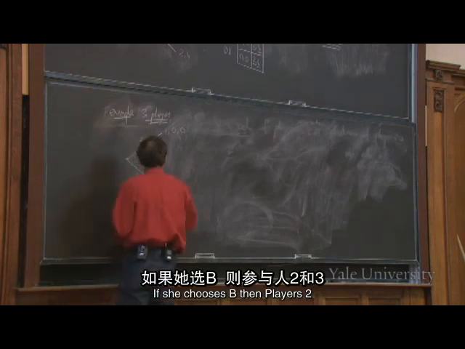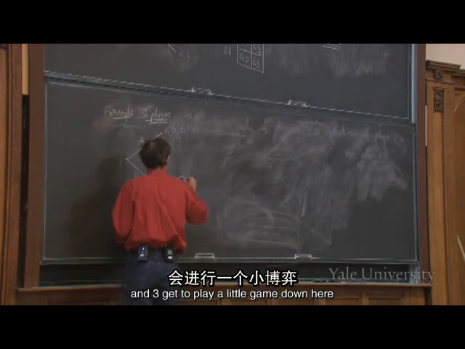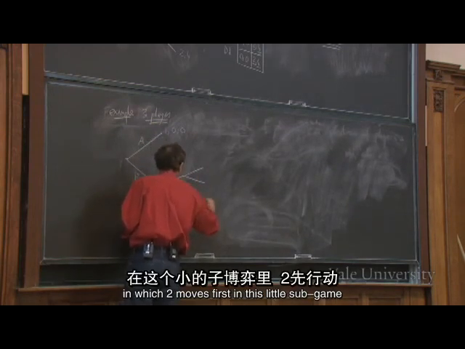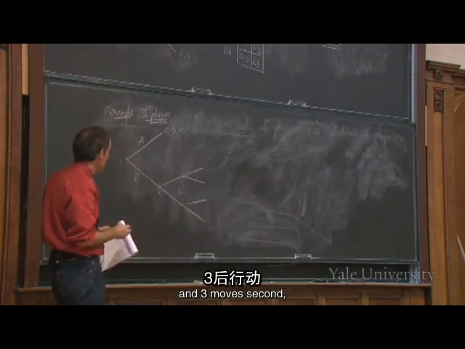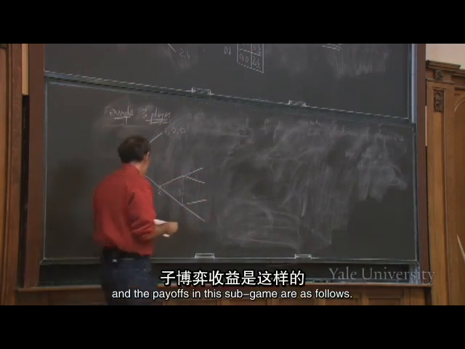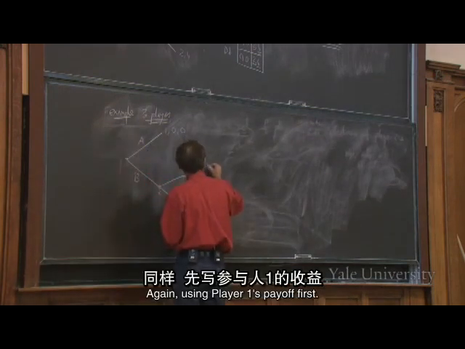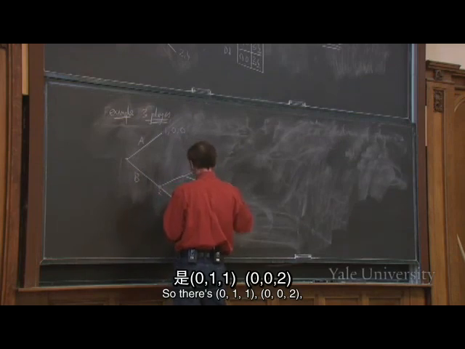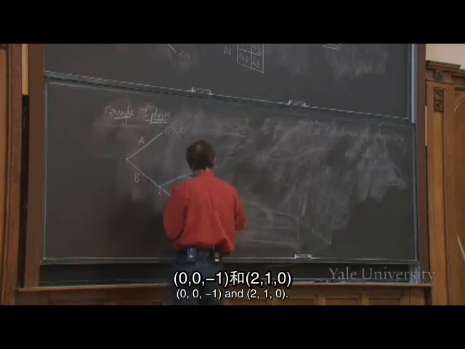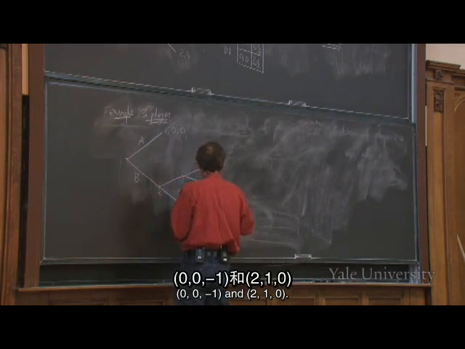If she chooses B, then players 2 and 3 get to play a little game down here, in which 2 moves first in this little sub-game, and 3 moves second. And the payoffs in this sub-game are as follows. Again, using player 1's payoff first. So there's 0, 1, 1, 0, 0, 2, 0, 0, minus 1, and 2, 1, 0.